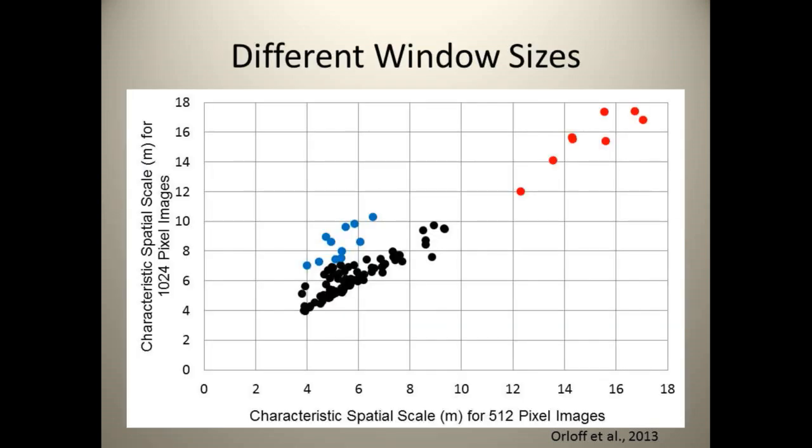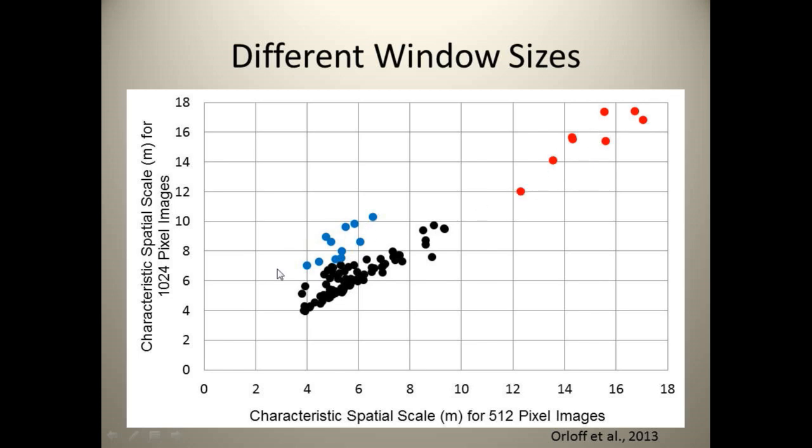One thing that I did find, though, was that by looking at the 512 pixel images and the 1024 pixel images, I was able to pick out something very interesting. You would expect, if this characteristic spatial scale that I'd chosen was a good tool to use, that no matter what size image I used, I should find the same characteristic spatial scale. And that is true for most of my images. Here, the black show essentially a one-to-one relationship between these two different image scales. And the red show essentially the same thing, but at larger values as well.